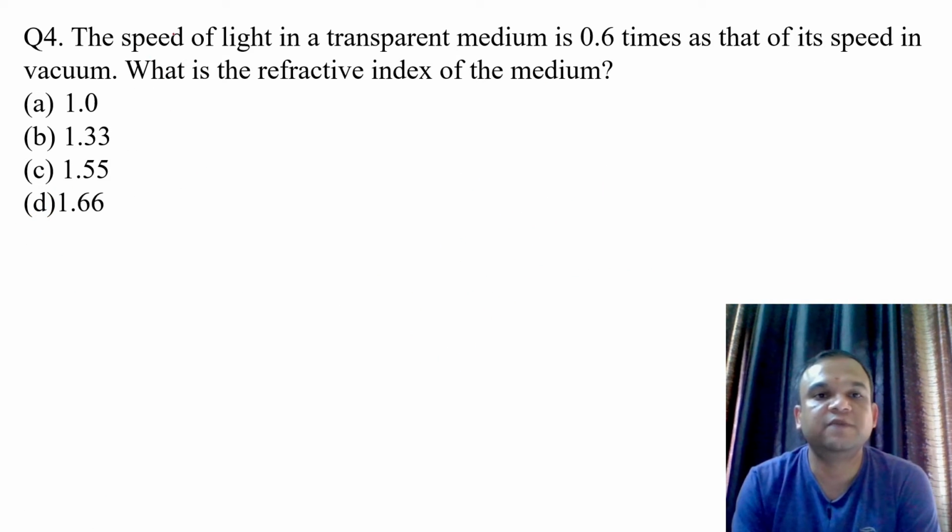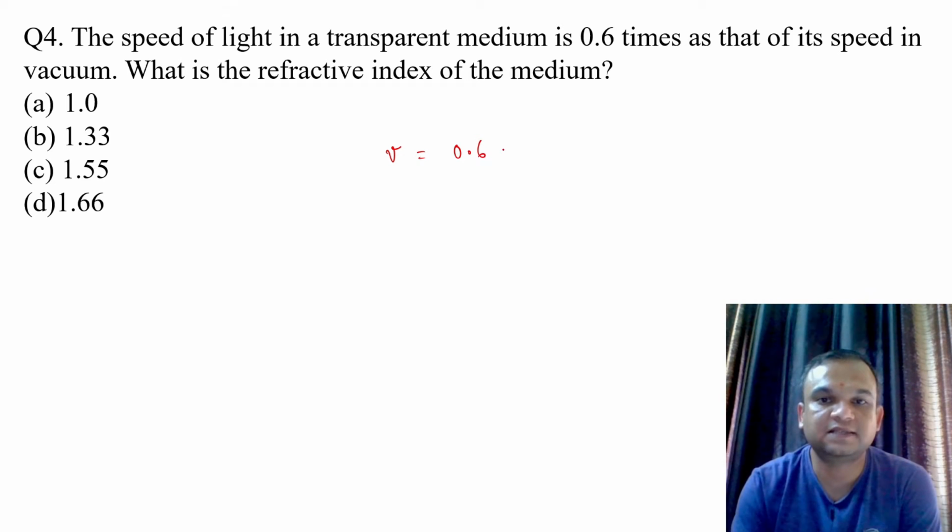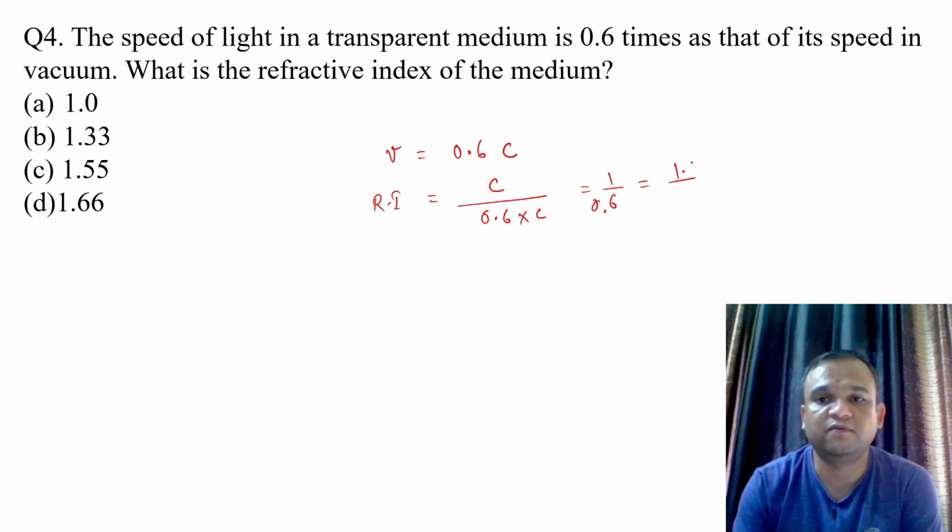Next question says, the speed of the light in a transparent medium is 0.6 times as that of the speed in the vacuum. What is the refractive index of the medium? If we consider the speed of light in the medium as v, this will be 0.6 c. According to the formula of refractive index, we know that it is the speed of light in the vacuum upon the speed of the light in any of the medium. And if we calculate this, we get an answer of 1.66, and that is why option D will be the correct answer.